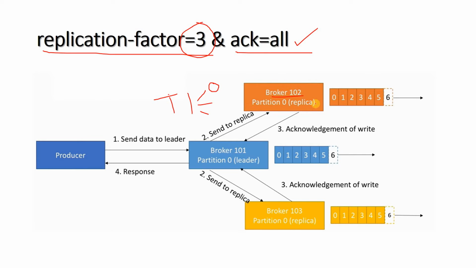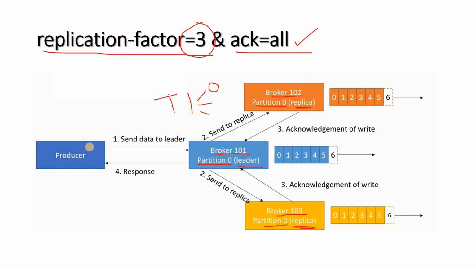Here you can see that in broker 102, partition 0 is available. In broker 101, partition 0 is available. In broker 103 also, partition 0 is available. This partition is a replica partition, this partition is a replica partition, and this partition is the leader partition. The concept of leader partition and replica partition I already discussed in my previous video.